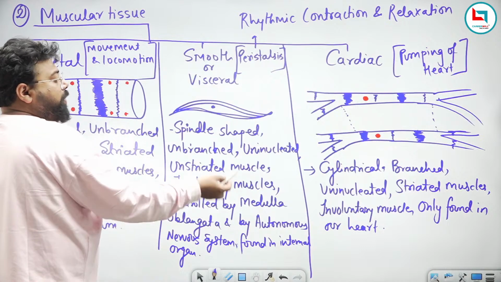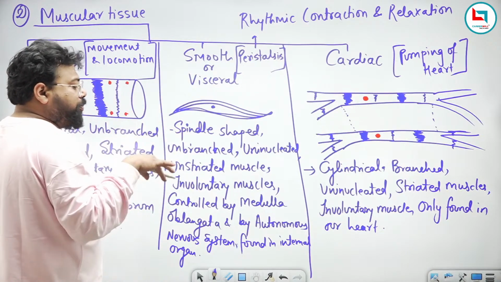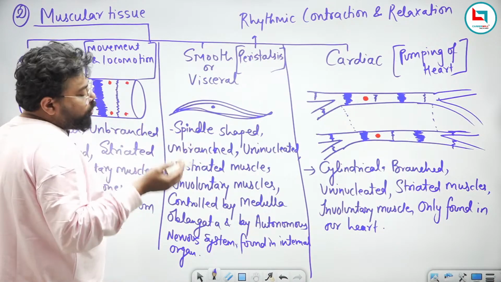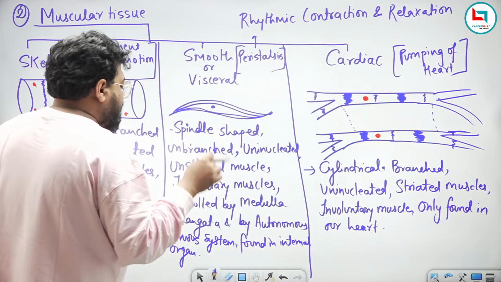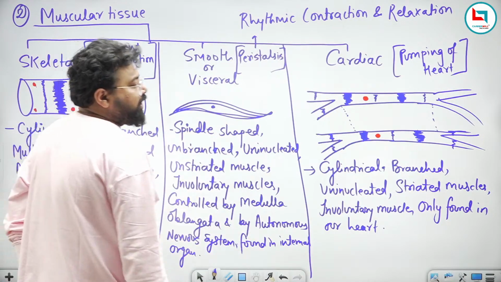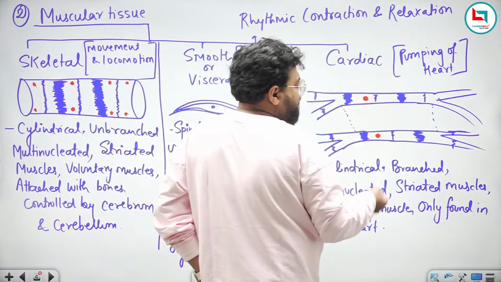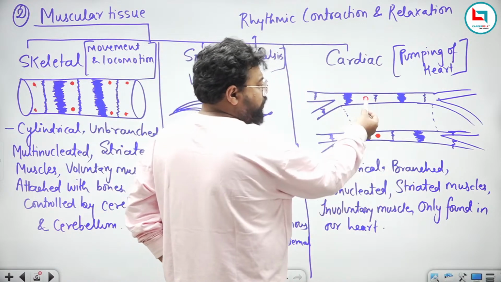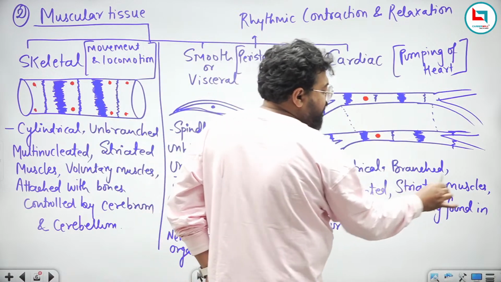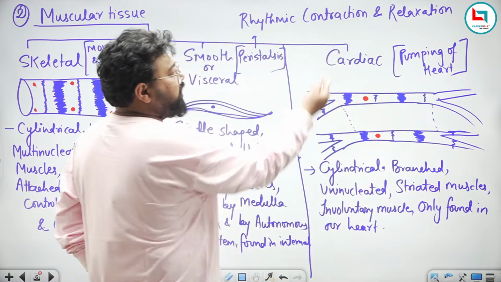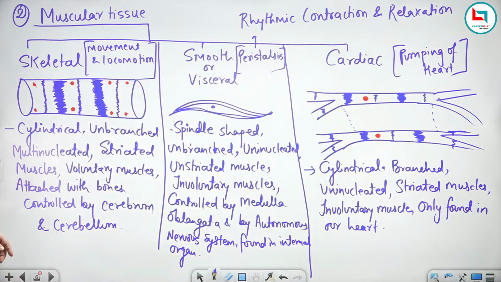It can be controlled by the medulla oblongata, which is the most important part of our brain, and by the autonomous nervous system, that is the system which controls our involuntary activities. It is found in our internal organs. While cardiac muscles are cylindrical, branched, uninucleated, striated, involuntary muscles, and only found in our heart, and the function is pumping of heart.